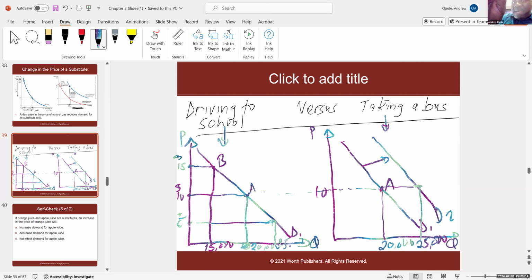If riding a bus has not changed, the cost has not changed, that will shift the demand curve to the left. So you can see that would lead to maybe 15,000 students taking the bus. So 5,000 fewer students will take the bus to school.